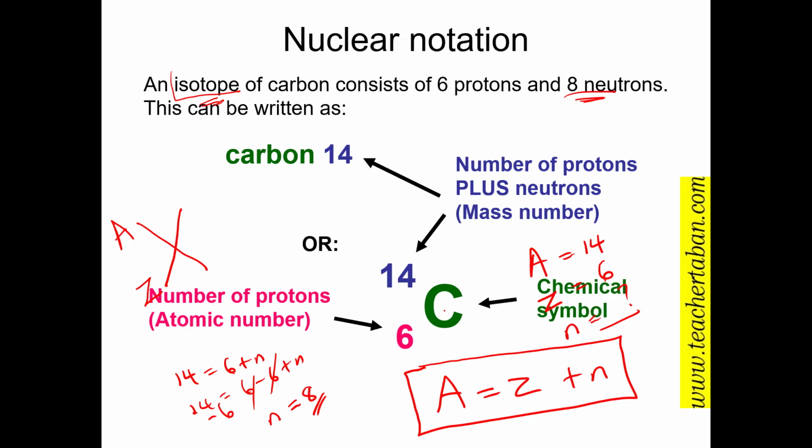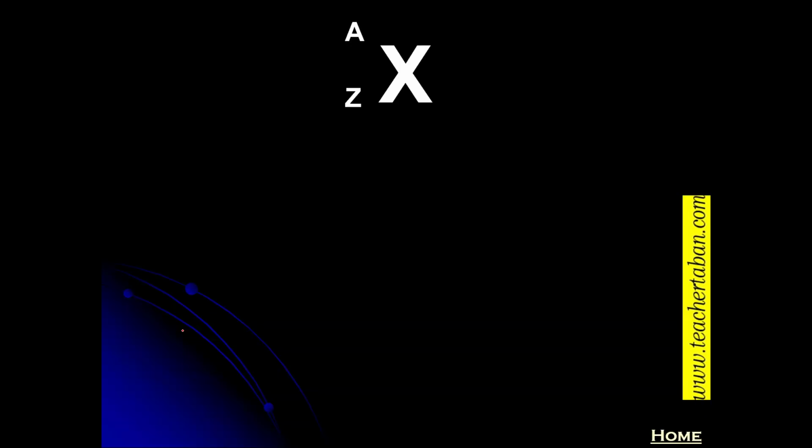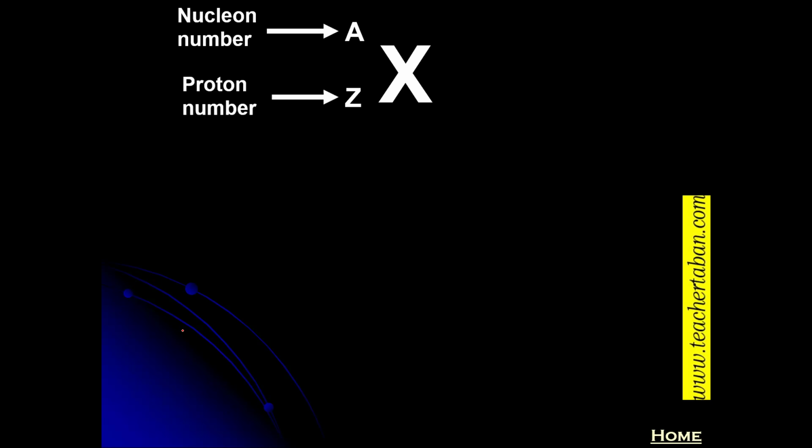Finally, the C is the chemical symbol, and it is what I use to represent the X. X is just the general letter that we use. The C is the symbol of carbon. Generally, this is what I mean: A is the atomic mass or the nuclear number, Z is the proton number or the atomic number, and X is the symbol of the element. Carbon, hydrogen, helium, lithium, and so on.